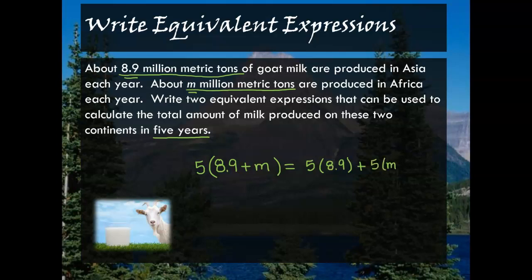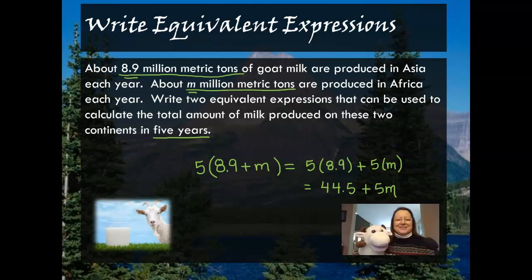We would have 5 times 8.9 million plus 5 times m. We can simplify this somewhat by multiplying 5 times 8.9, which is 44.5. We can also write 5 times m simply as 5m. The expression 5 times the quantity 8.9 plus m is equivalent to 44.5 plus 5m.